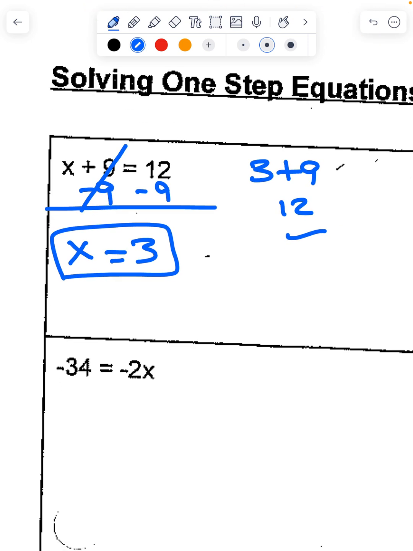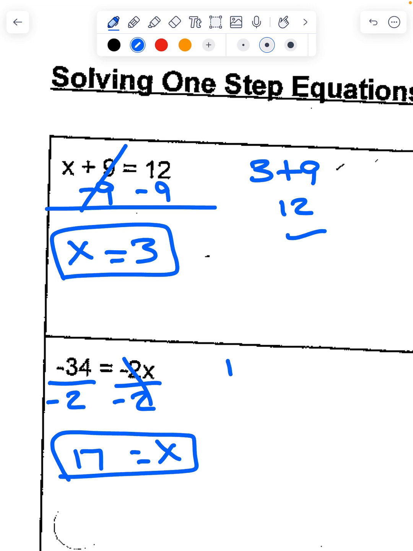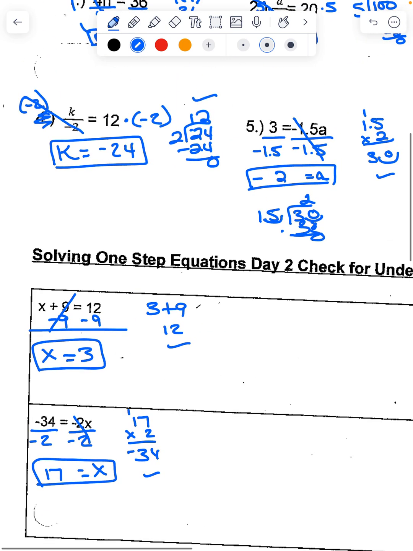I need the x by itself on the one below, so I'm going to divide both sides by a negative 2. Always take your negative with it. A negative 2 divided by negative 2 is a positive 1x. A negative divided by a negative is a positive. 34 divided by 2 is 17. And then 17 times a negative 2 would be a negative 34.